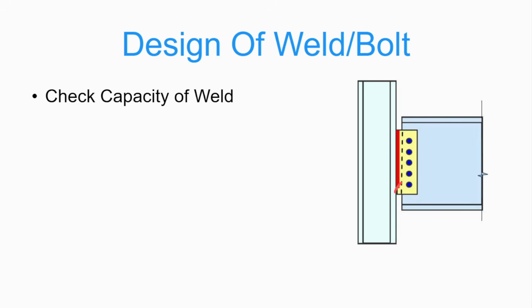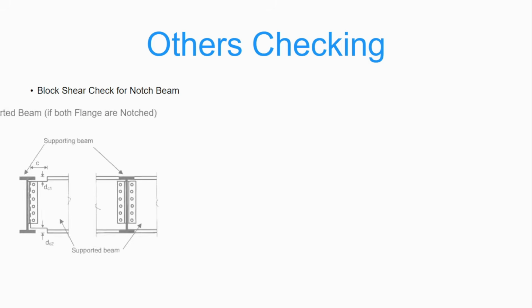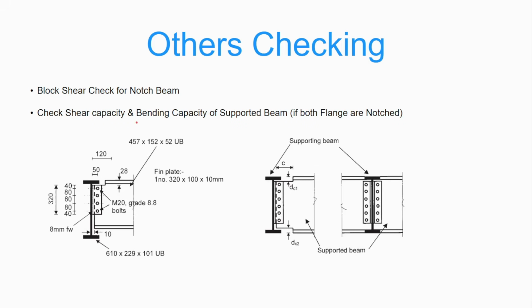If this is weld, previously I have discussed that if this is an angle, in that case this is the column flange, we have to design this bolt instead of weld. But here if it is a shear tab, we have to design the weld. Got it? So these are the main checkings, and of course there are other checkings also. There are a lot of checkings, but these are the major checkings. But among the other checkings, I would like to mention two main checkings. First one is block shear checking, and second one is the bending capacity and shear capacity check of the supported beam. That means the secondary beam.